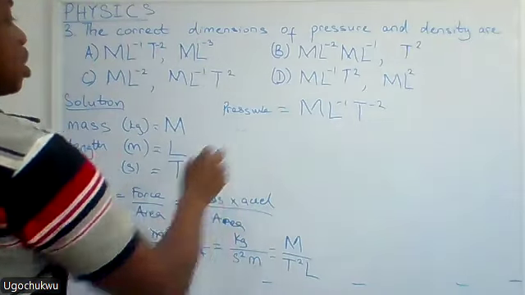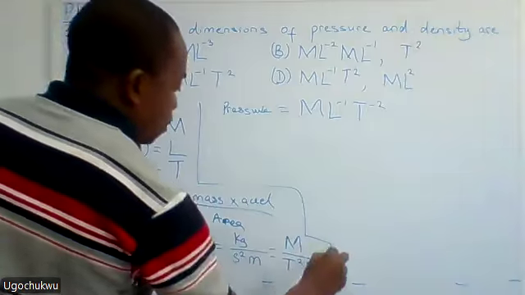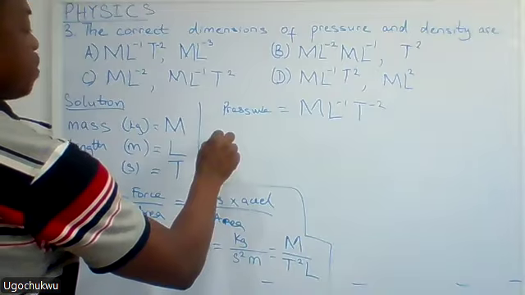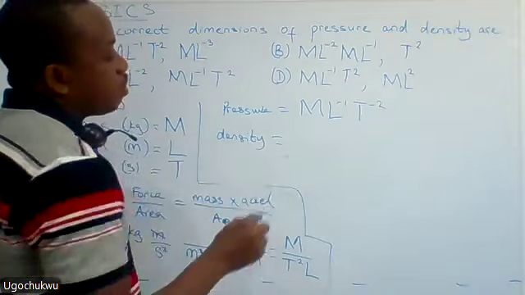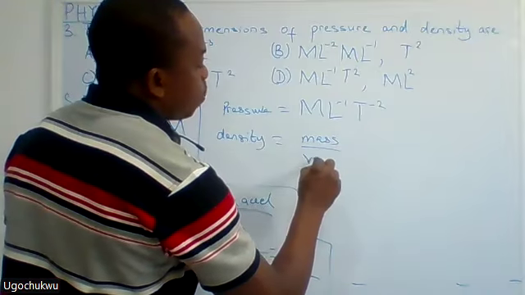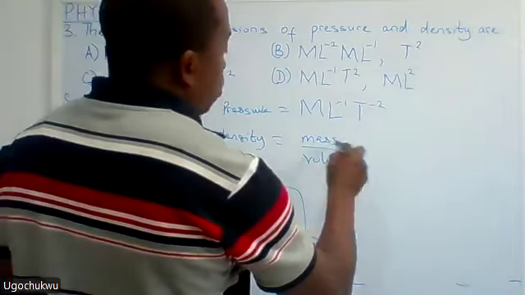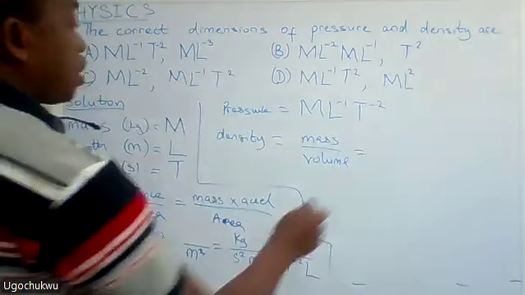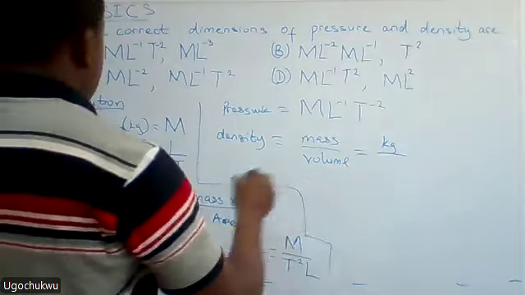And then the next unit is density. Density is defined as mass per unit volume. And so mass is kg, kilograms, and volume is meter cube.